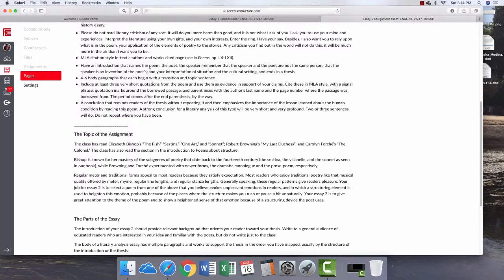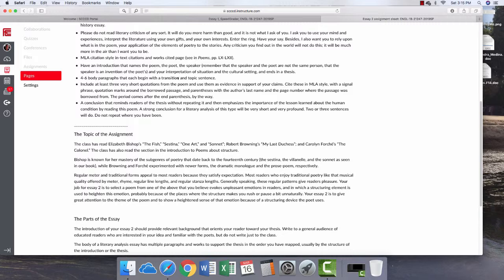Have an introduction that names the poem, the poet, the speaker. Remember that the speaker and the poet are not the same person, that the speaker is an invention of the poet, and your interpretation of the situation and the cultural setting, and ends in a thesis. For a paper of this length, you're going to need approximately 4 to 6 body paragraphs, depending a little bit on how you write and what you have to put in those body paragraphs.